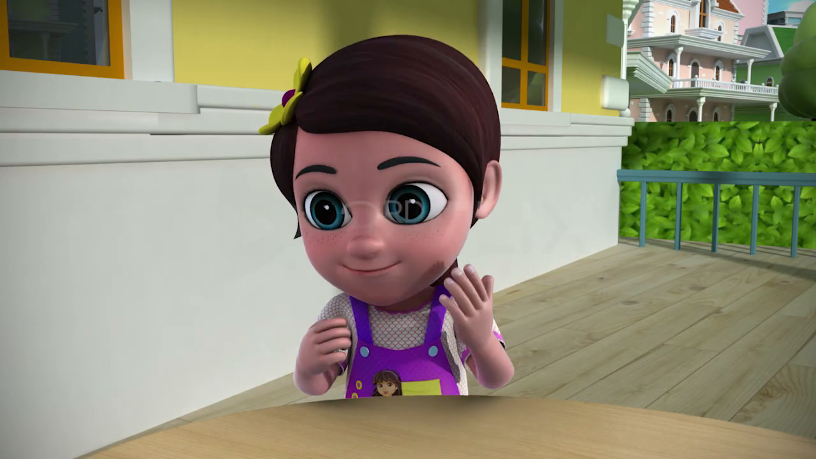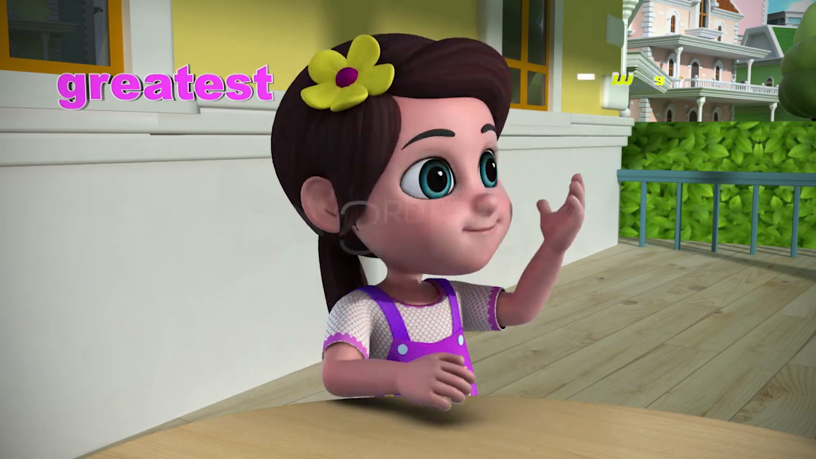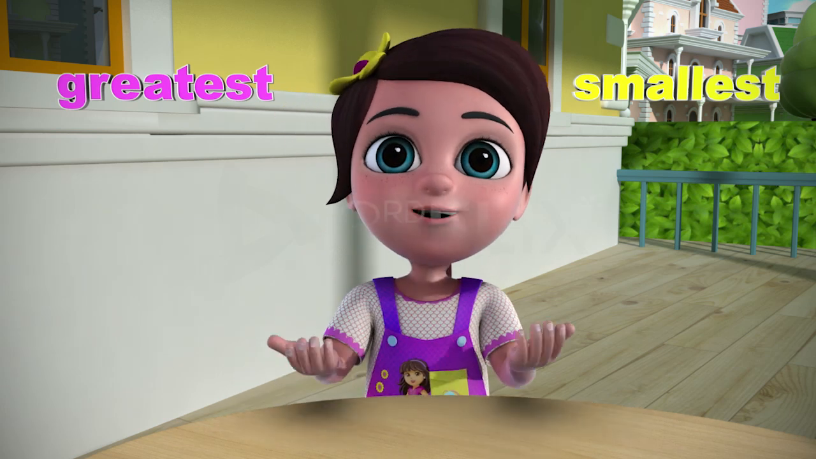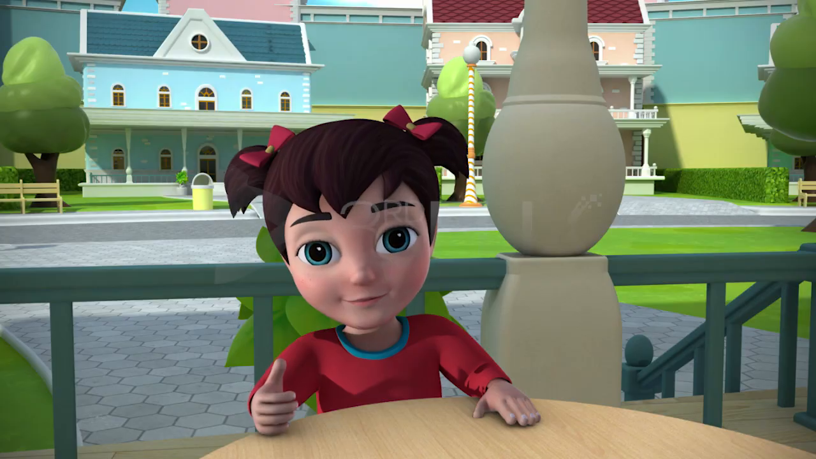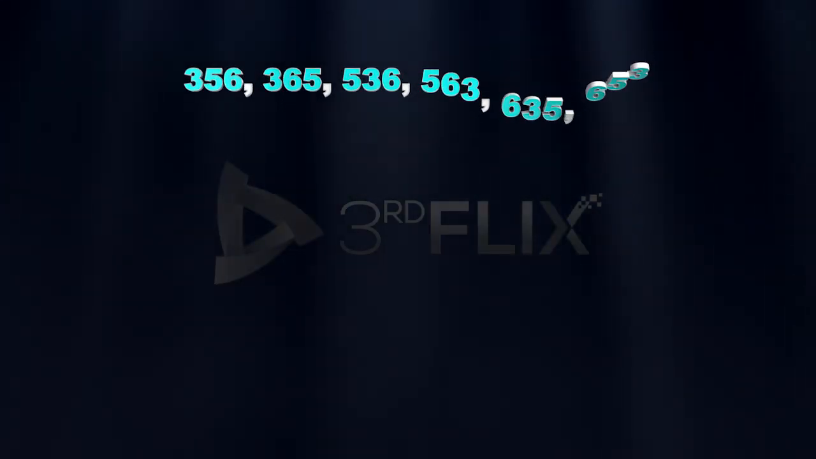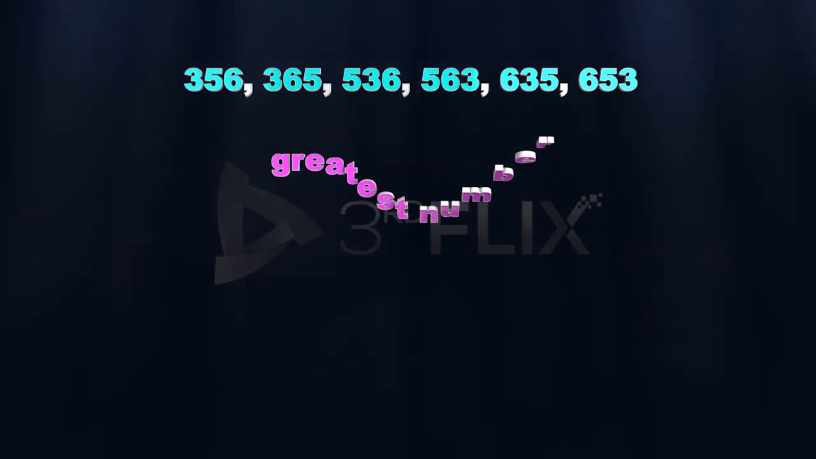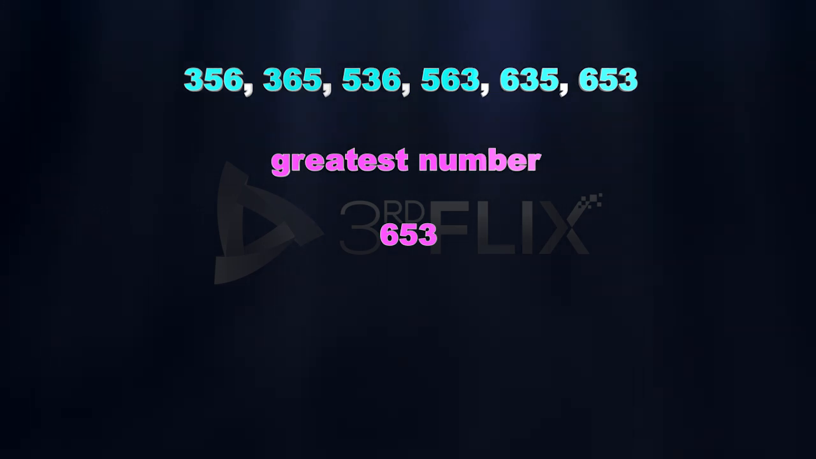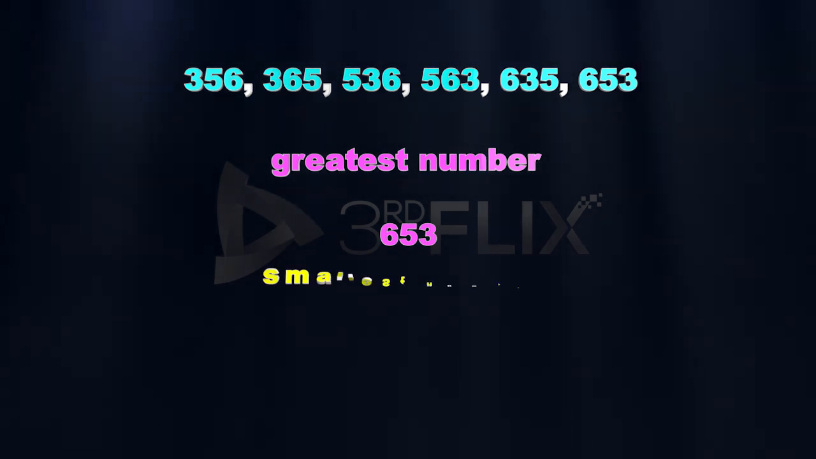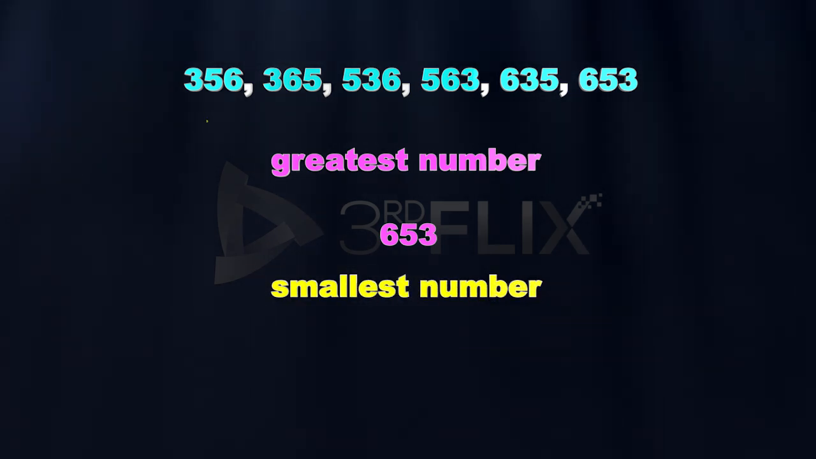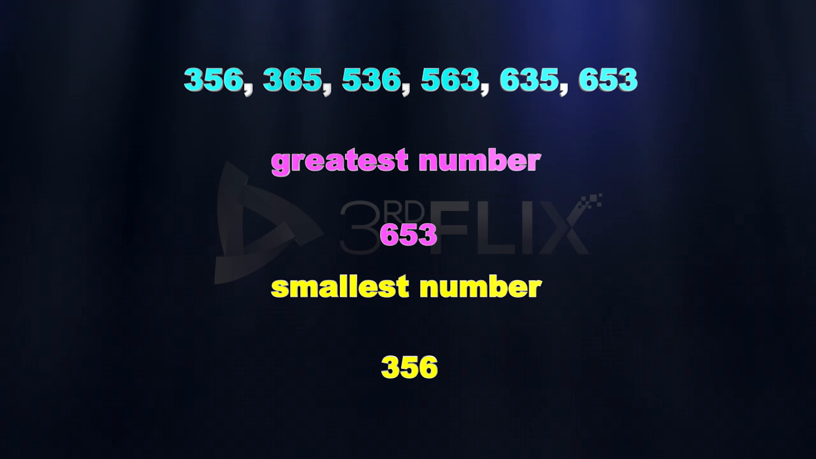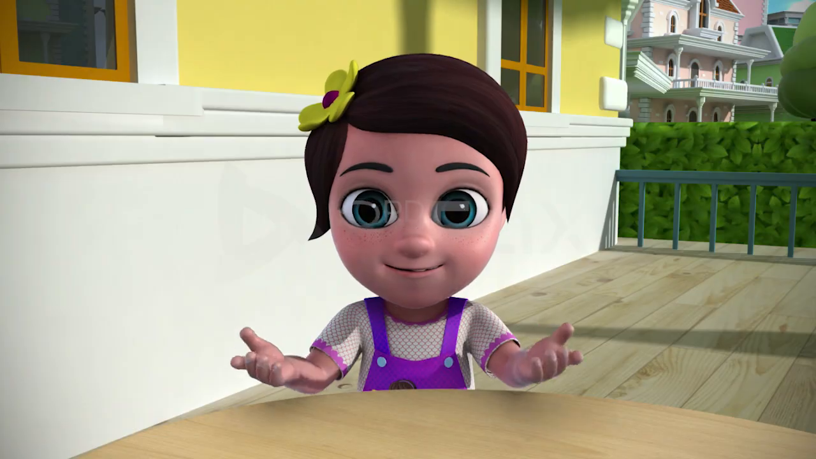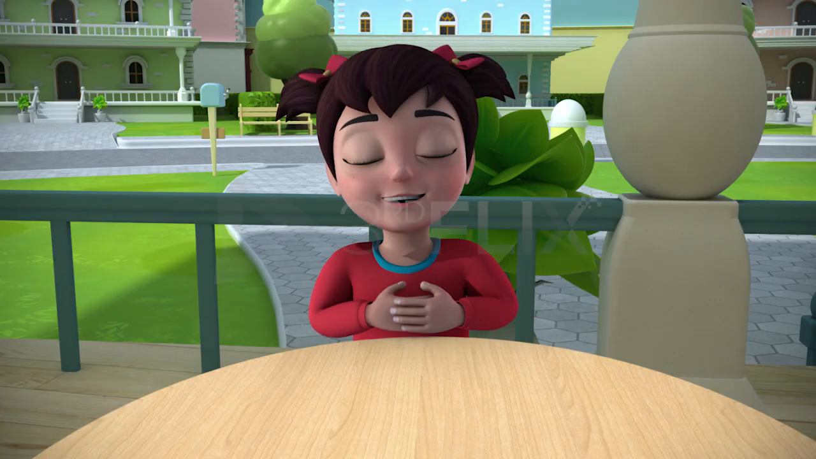Can you pick up the greatest and smallest 3-digit numbers from the numbers formed? Sure. The greatest number is 653. And the smallest number is 356. Good job, Ella. Now it's my turn.